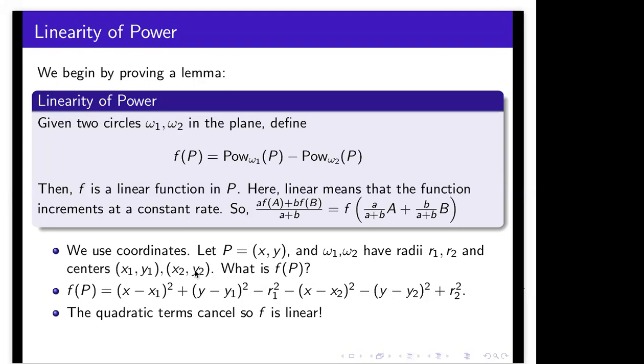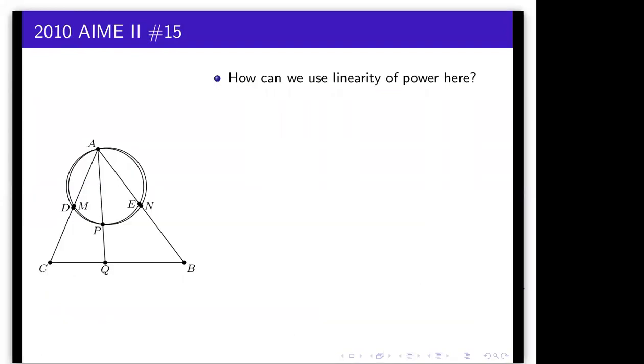So going back to the original question, how can we use linearity of power here? So first of all, linearity of power requires two circles. Which circles should these be? This should probably be pretty evident. Feel free to type in the chat. Yeah, the only two we've notated, ADE and AMN. So we define f of p to be the power with respect to ADE minus the power with respect to AMN.